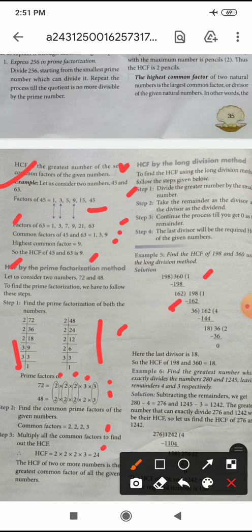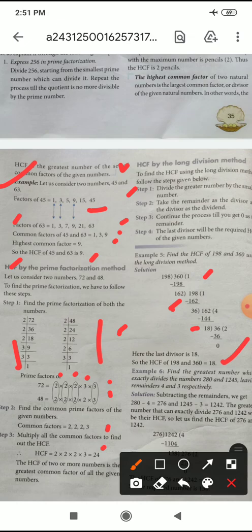Children, you remember the last divisor. The last divisor is, children, 18. So the HCF of 198 and 360 is 18.